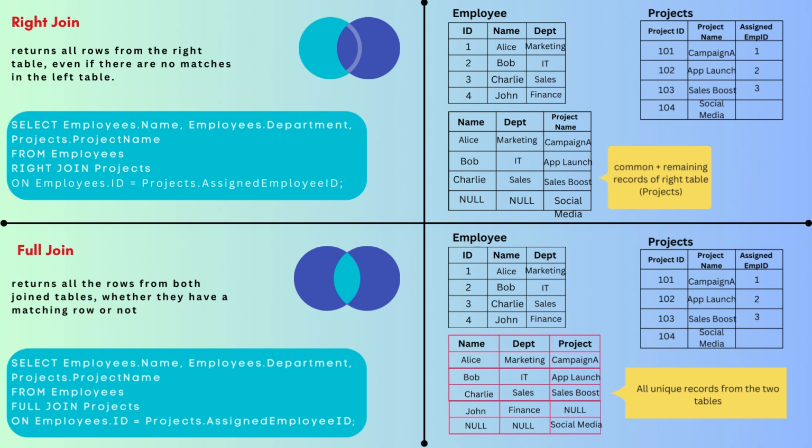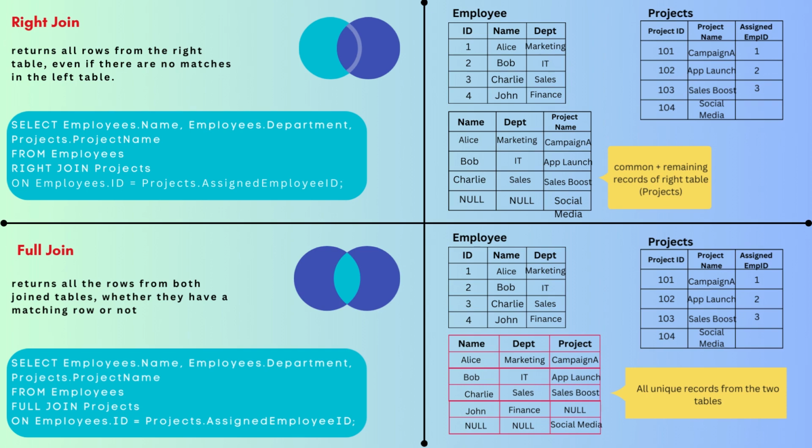Even if there is no match in the left table. The syntax of the command remains the same, except the join. It should say right join. So the result will be all the records which are there in the projects table. That means we will have only one column from the projects, which will have all the records.